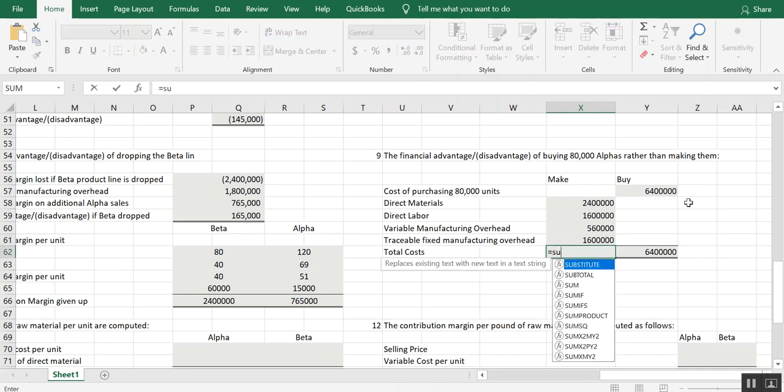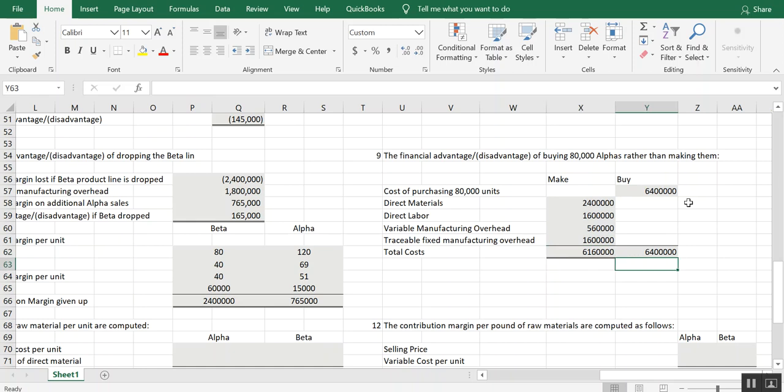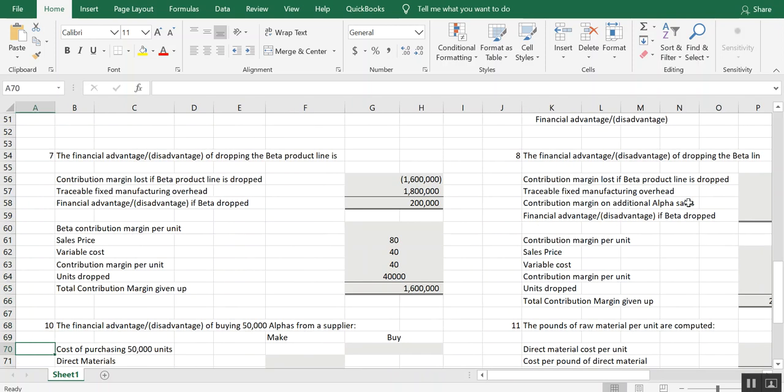So we add these up and we get 6,160,000 for making, 6,400,000 for buying. And if we take the difference between these two, we see we have a 240,000 disadvantage to actually buying these units. So we should continue to make them in this circumstance.